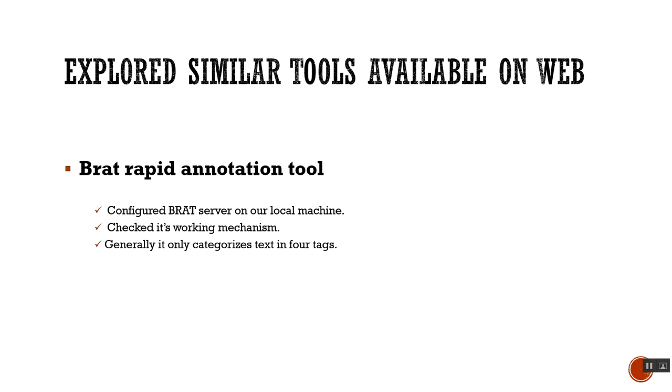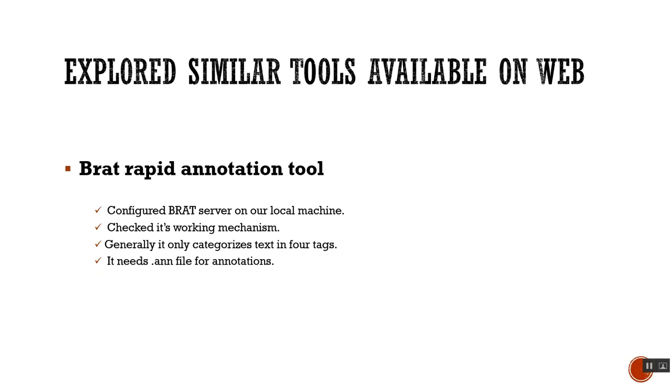Generally, Brat allows you just 4 tags in which you can categorize text. Brat also needs a .ann file to save annotations. Here, I wanted to show you a live working demo of Brat on our local machine, but the video is getting a little longer, so I'm going to skip that.